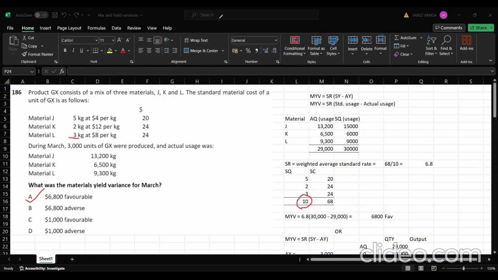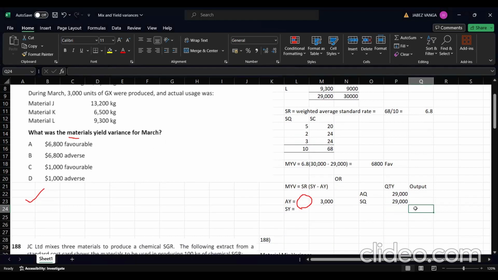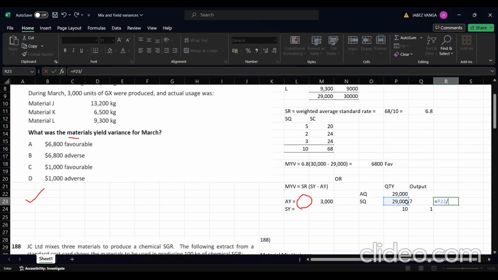If we apply the same logic, the standard quantity to make 1 unit of output requires 10 kgs. So by taking 29,000 kgs, how much will be the output? We can calculate the output as 29,000 divided by 10 kgs, which is 2,900 units of output. So standard yield is 2,900.